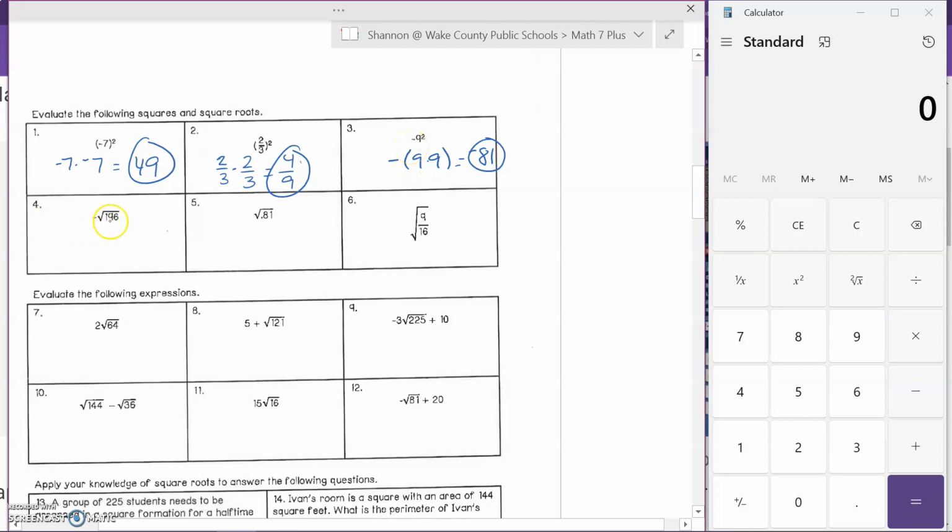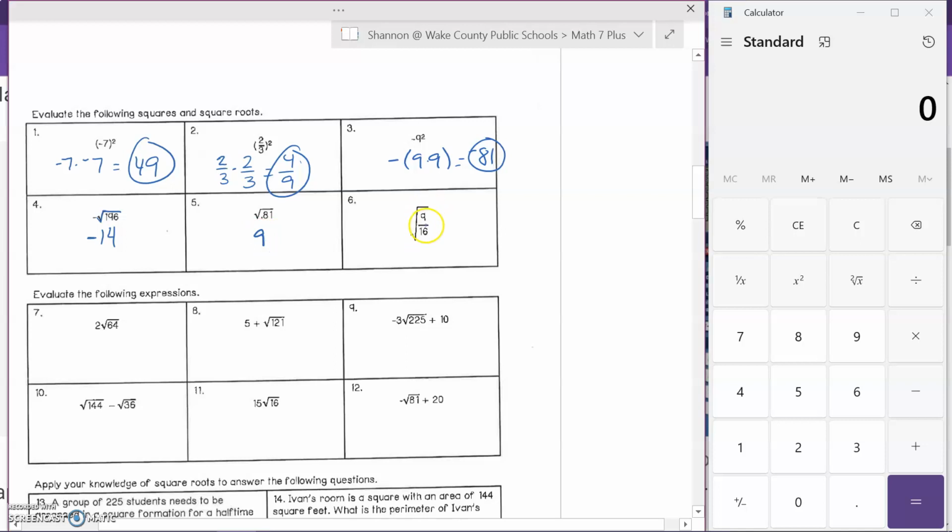All right, number 4. This is the opposite of the square root of 196. So the opposite, so this is called the radical sign, and that means what number times itself is 196? We saw on the last page that is 14. So the square root of 196 is 14. We want the opposite of that, so that's -14. Square root of 81, what number times itself is 81? We know that's 9.